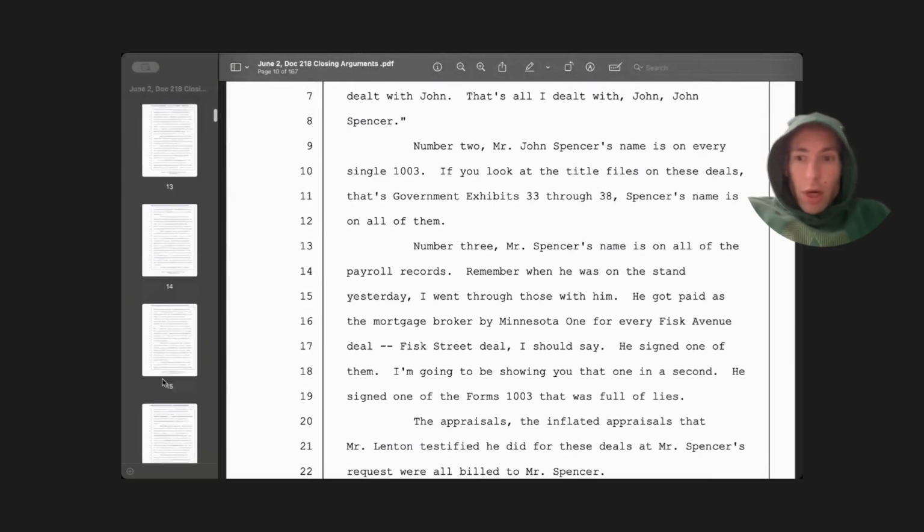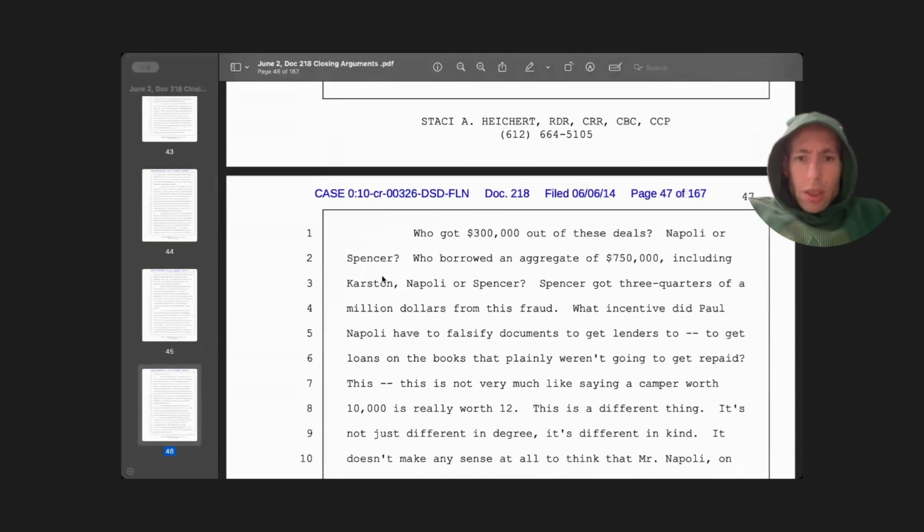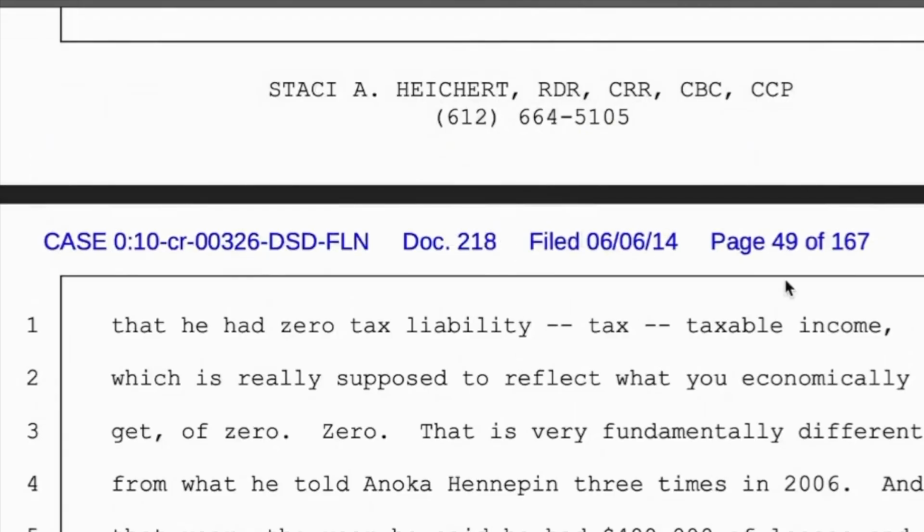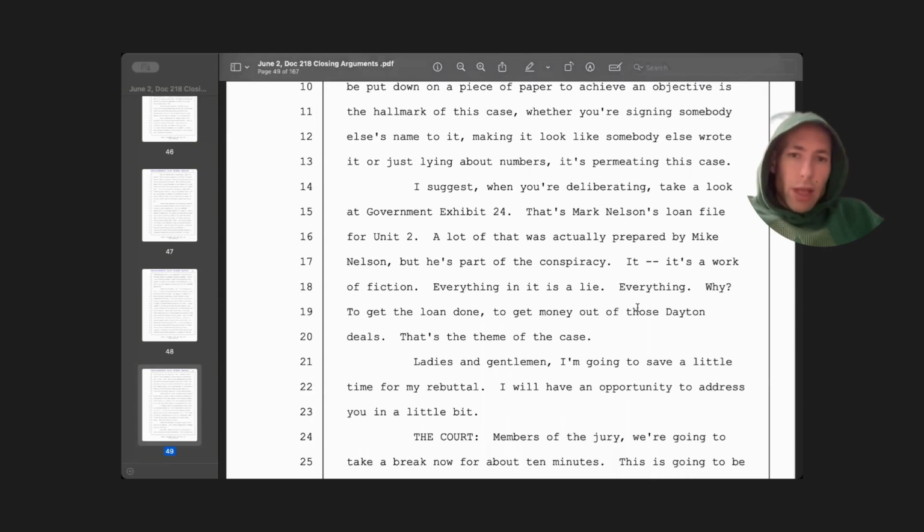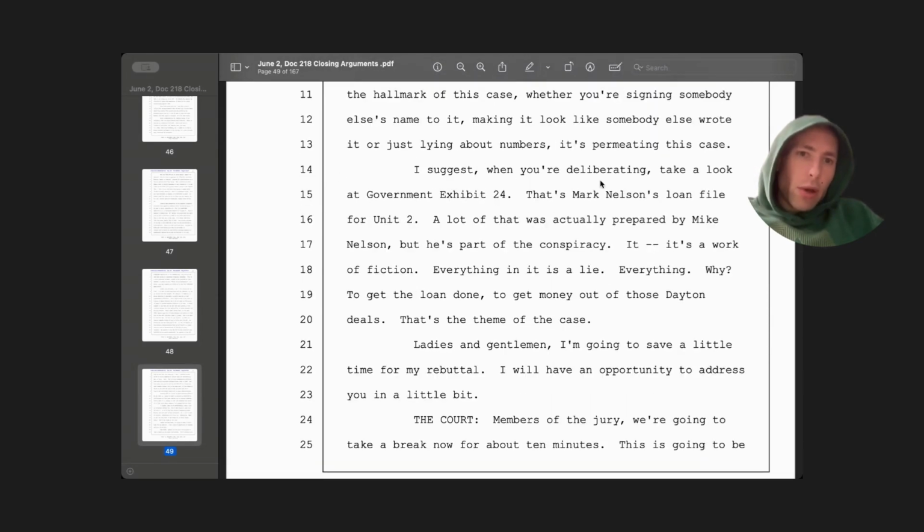And so I want to go down to the prosecutor's closing argument here. I think it's on page maybe 45 or 44. It's near the end. Here it is. Doc 218, page 49. We're going to go down now to line 14. "I suggest when you're deliberating, take a look at Government Exhibit 24. That's Mark Nelson's loan file for Unit 2. A lot of that was actually prepared by Mike Nelson, but he's part of the conspiracy. It's a work of fiction. Everything in it is a lie. Everything. Why? To get the loan done. To get money out of those Dayton deals. That's the theme of this case."